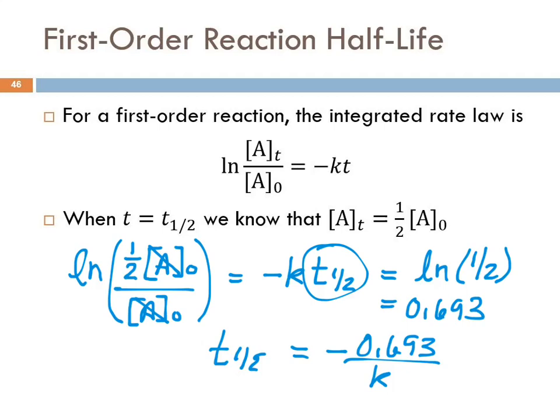Oh, thank you. T1/2 can't be a negative number. Yeah, this is negative, and then this ends up being positive. There you go. So T1/2 is 0.693 divided by the rate constant. It does not depend on the initial concentration. First order reaction.